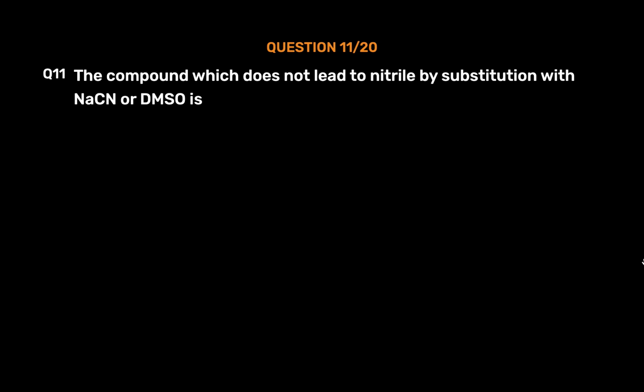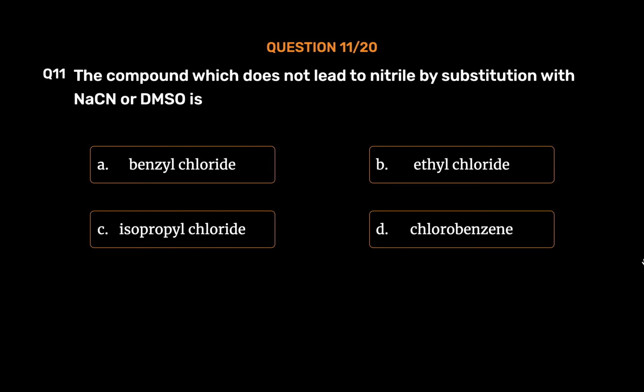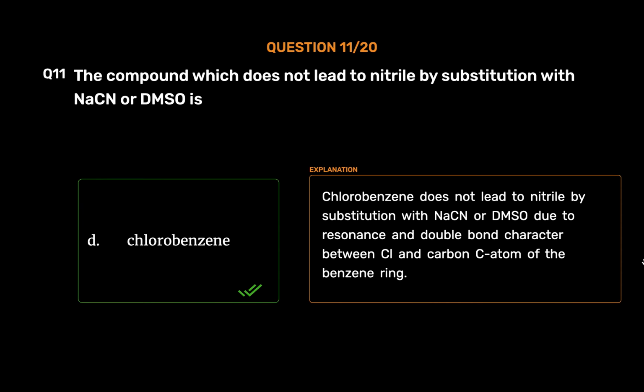Question number 11. The compound which does not lead to nitrile by substitution with NaCN in DMSO is Option A. Benzyl chloride. Option B. Ethyl chloride. Option C. Isopropyl chloride. Option D. Chlorobenzene. The correct answer is Option D. Chlorobenzene. Chlorobenzene does not lead to nitrile by substitution with NaCN in DMSO due to resonance and double bond character between Cl and the carbon atom of the benzene ring.